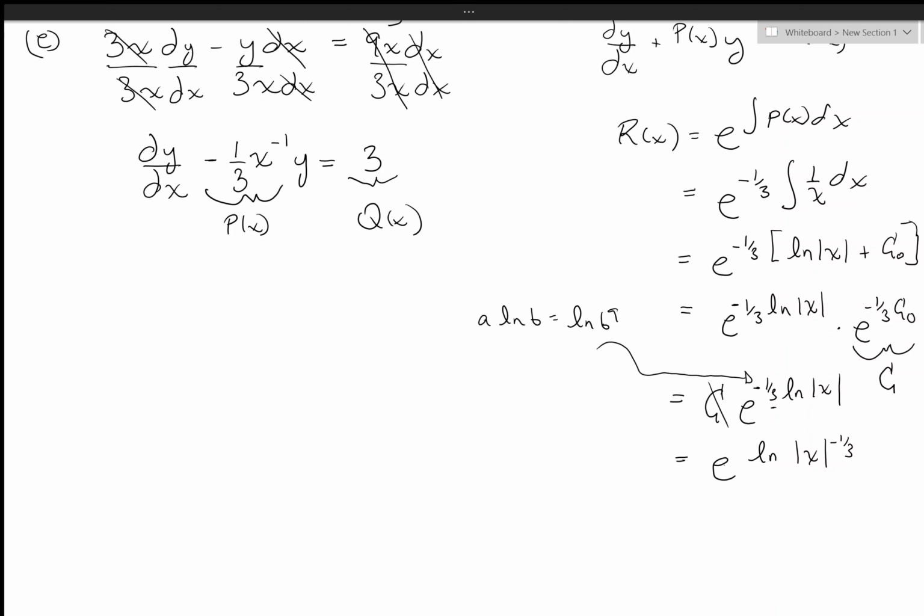Okay, now what is this evaluate to? Well, ln is base e, and ln of x to the -1/3 is equal to something. I put this empty box here. So e to the exponent of this box is x to the -1/3. So look, this e is to the same box. So that means that this is x to the -1/3. Okay, so this is the r of x.